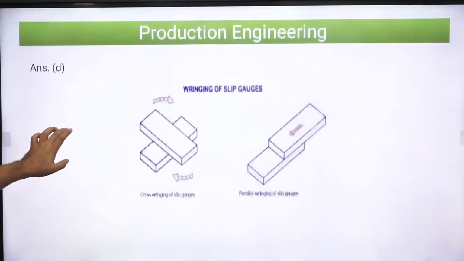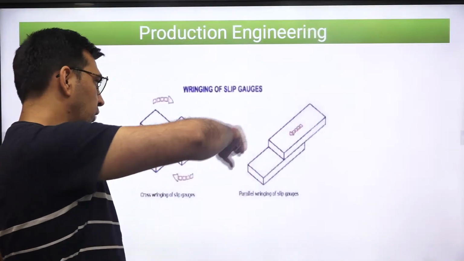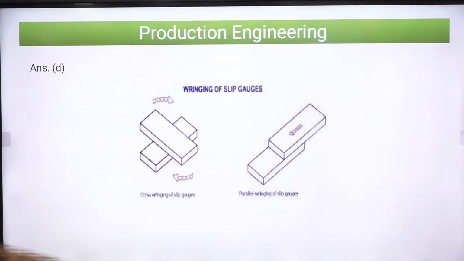So we call that process as ringing, ringing of slip gauges. तो सेम मेथड यहां पर है, पहले उसको लॉन्जिट्यूडनल मूव करो, फिर 90 डिग्री में मूव करो and then bring it back to the same position.